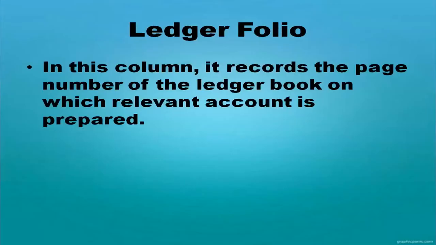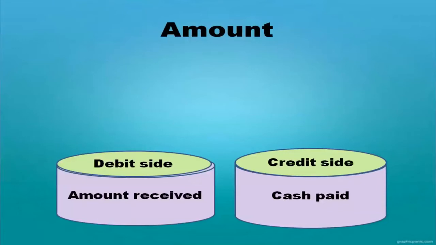The ledger folio column records the page number of the ledger book on which the relevant account is prepared. In the amount column, the amount received will be written on the debit side. Cash paid will be written on the credit side.